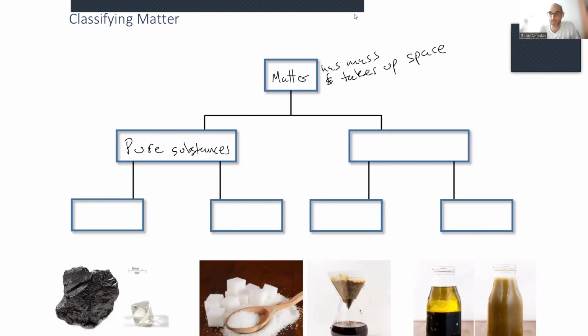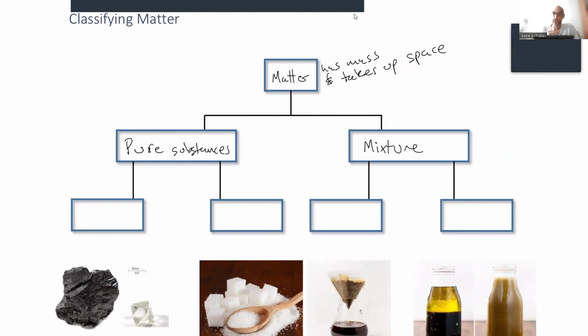Okay, a pure substance is something that is, well, it's pure. A pure substance is going to be only one type of thing. It's going to be all sugar or all water or all gold or something like that. A pure substance is just one substance and that's it, versus a mixture, which will be more than one thing.